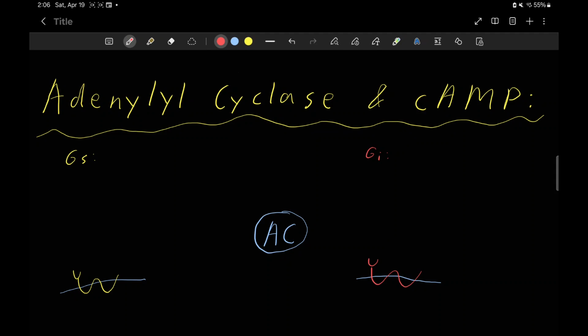how this enzyme can get activated and inhibited. So remember before we learned about G proteins, right? There's actually lots of different types of G proteins, and two common types of G proteins are GS proteins and GI proteins. So in GS proteins, the S stands for stimulatory. And as the name suggests, these stimulate adenylyl cyclase, so they increase its activity. Then, in GI proteins, the I stands for inhibitory. So these inhibit adenylyl cyclase, or they lower its activity.